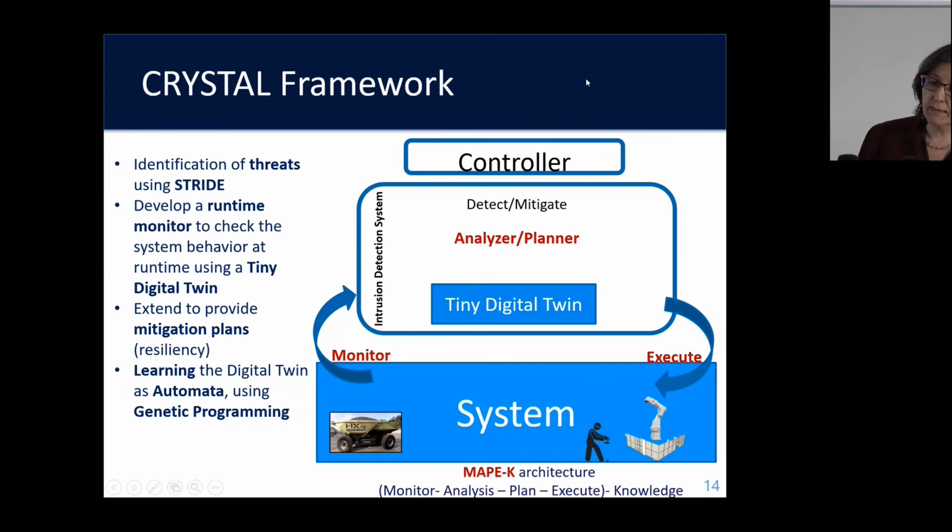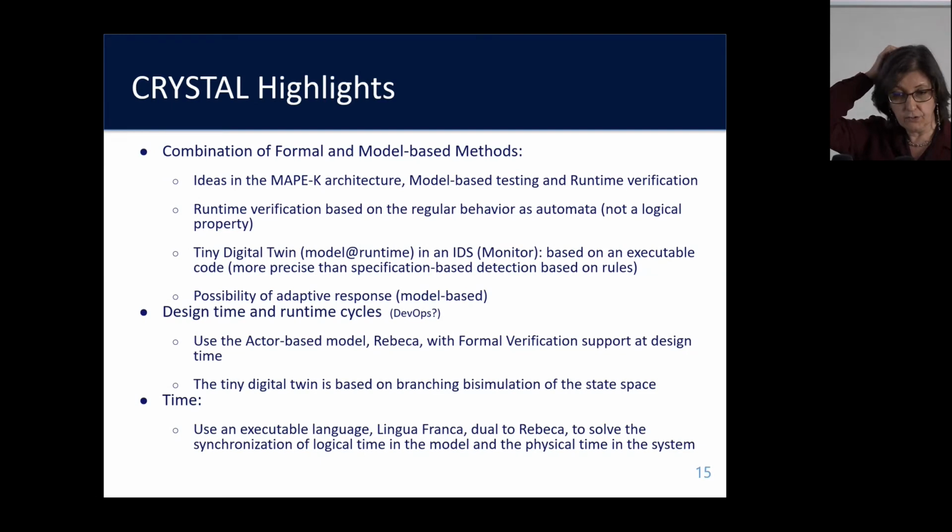So we identify the threats using STRIDE. That's what we picked up at Volvo CE, the work we did at Volvo CE. Then we develop a runtime monitor to check the system behavior at runtime using this tiny digital twin, which can also be changed when the software is changed. And we have to extend it to provide mitigation and recovery plans. We are also learning, in a new project, to learn this kind of digital twin as an automaton using genetic programming or other AI approaches. We have PhD students and experts talking about this later on.